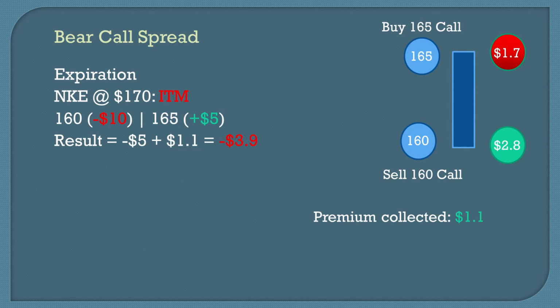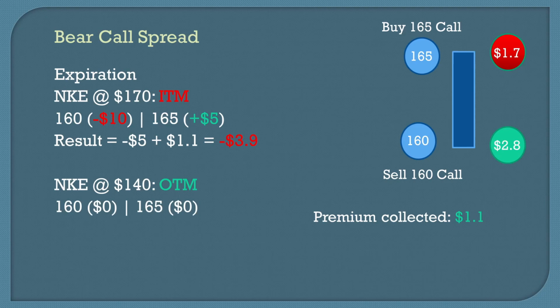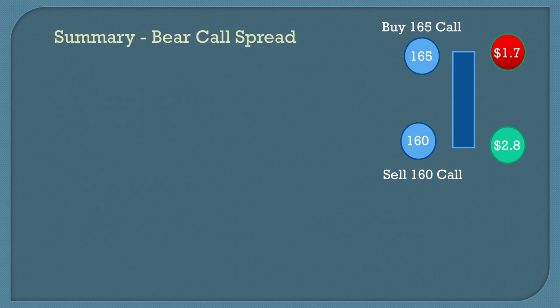However, if your spread is out of the money, let's say Nike dropped to $140 at expiration, both calls are worthless, and as a result, you will collect the full $1.10, the premium that you receive at the start when you open this spread. So in this example, your max profit is $1.10 and your max loss is $3.90. So in summary, for bear call spreads, you profit when the stock price remains the same or drops and the spread becomes out of the money.